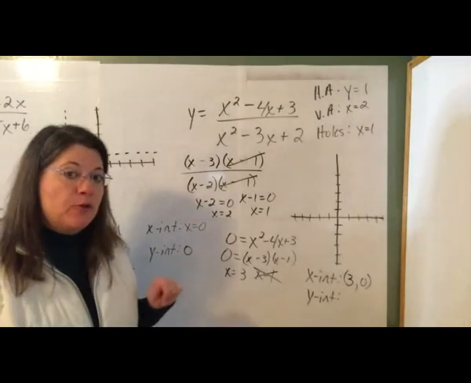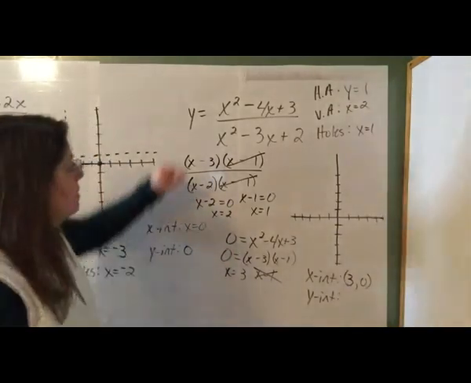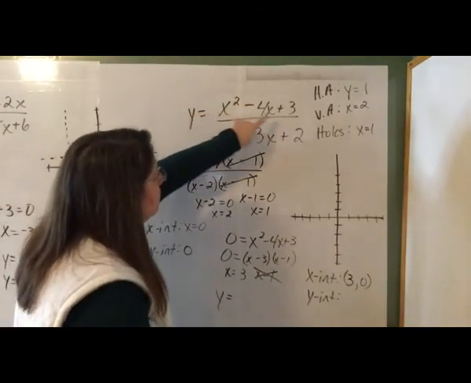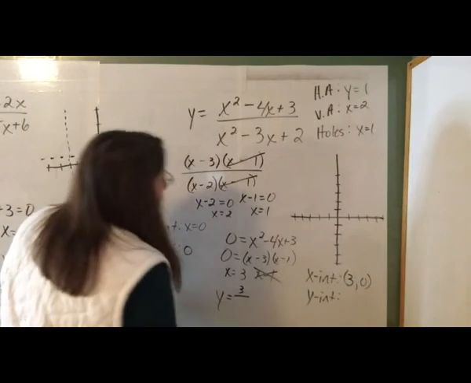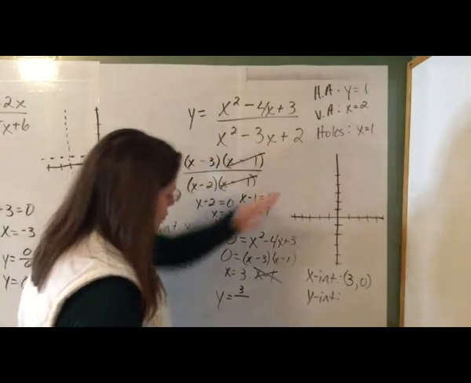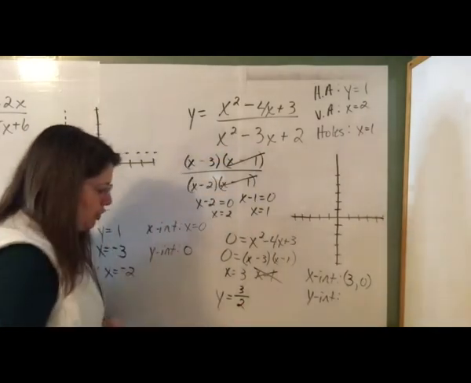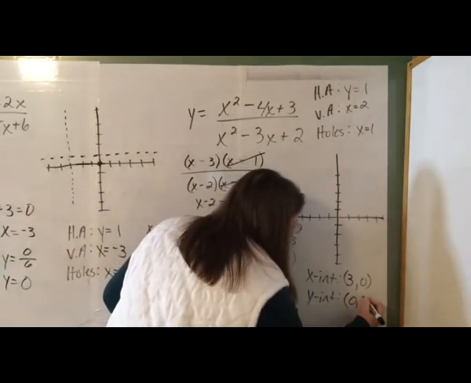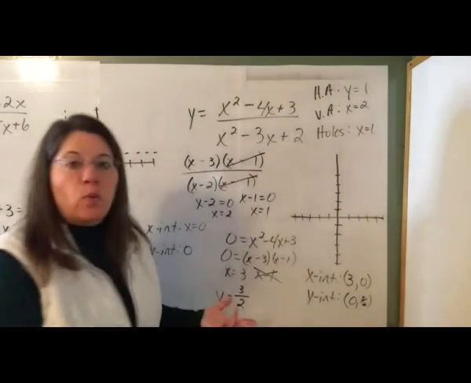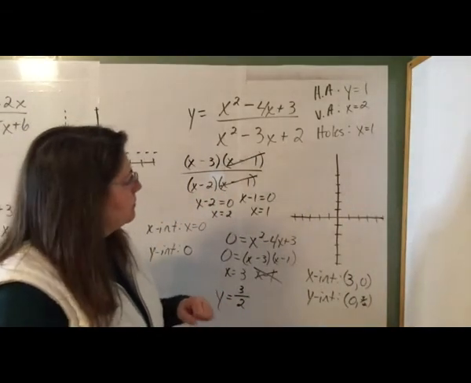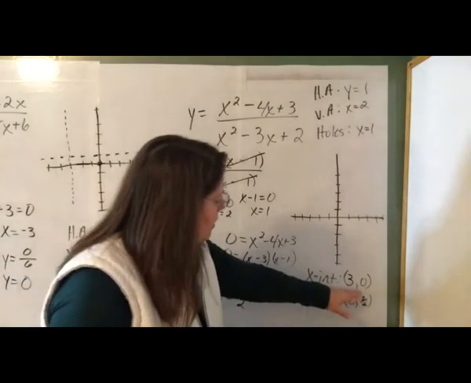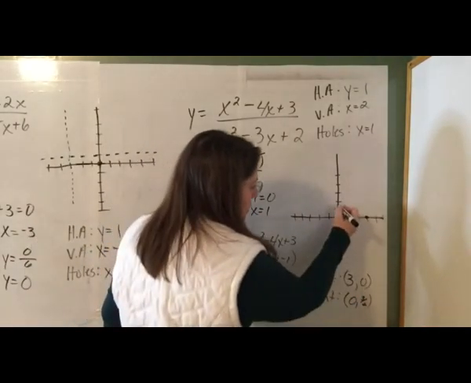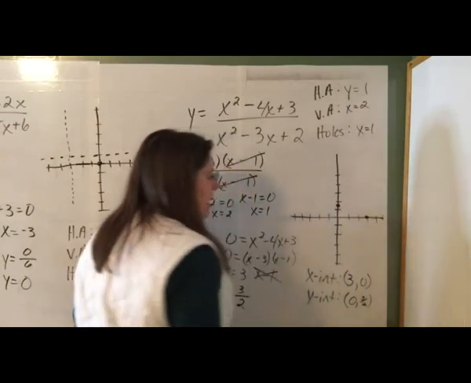My y-intercept is what I get when I set x equal to 0. So if I set x equal to 0, I have y equals 0 minus 0 plus 3, so 3 over 0 minus 0 plus 2. 3 over 2. So y equals 3 halves would be the ordered pair 0, 3 halves, or 3 halves is 1 1/2. So to graph my intercepts, the x-intercept is at 3, 0. The y-intercept is at 0, 3 halves, or 1 1/2.